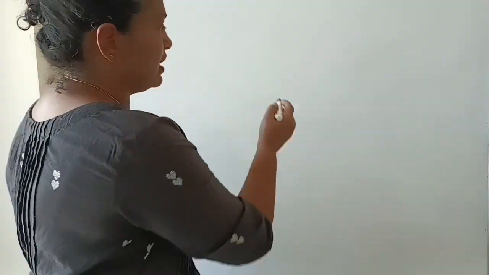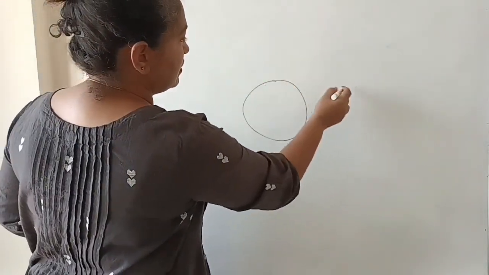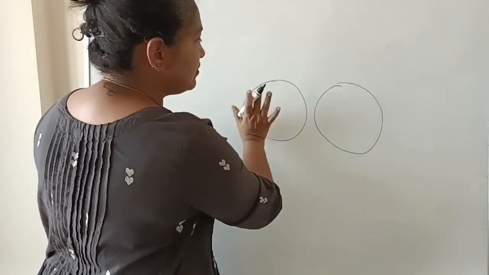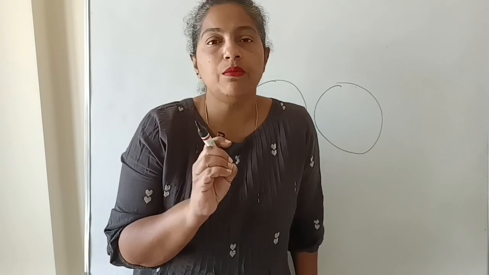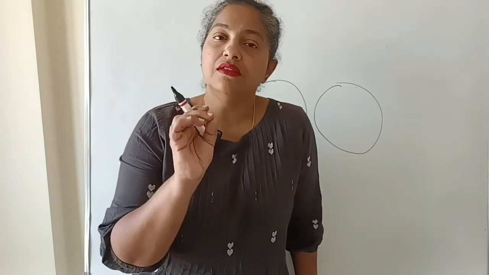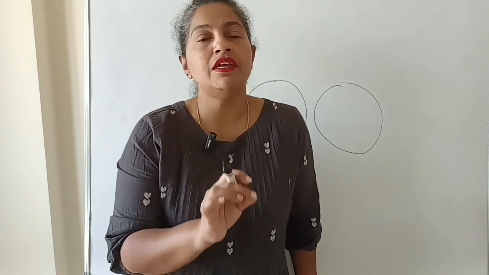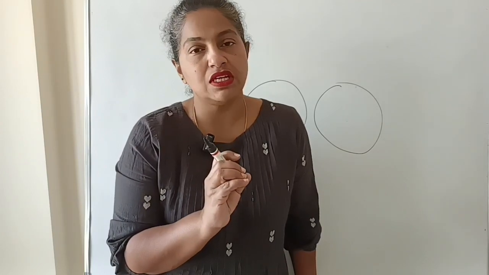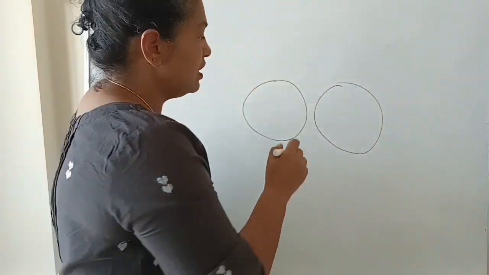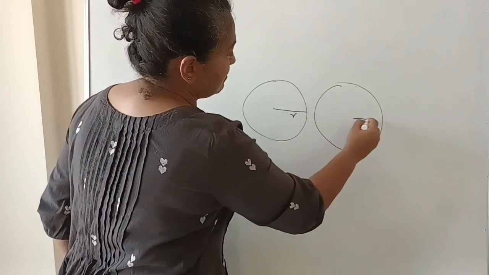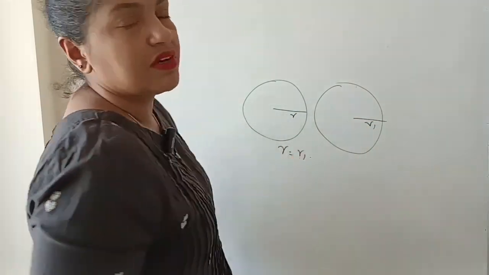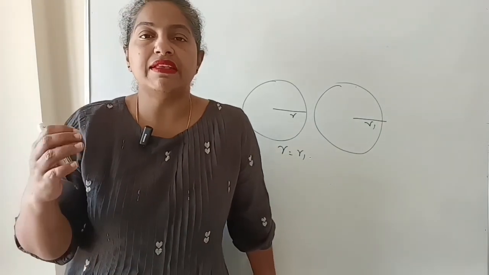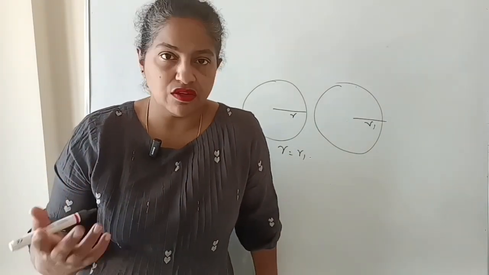What do you mean by congruent circles? Congruent circles are basically 2 circles that overlap each other perfectly, or superimpose on each other perfectly. This can happen only when the radius of one circle is equal to the radius of the other circle. Suppose the radius of this circle is R and this circle is R1. For congruency, R has to be equal to R1. Okay, that is basically the idea behind the congruency of circles.